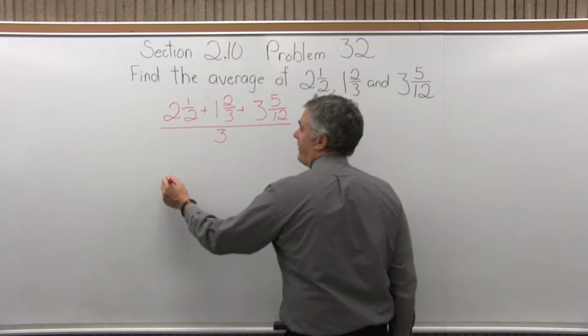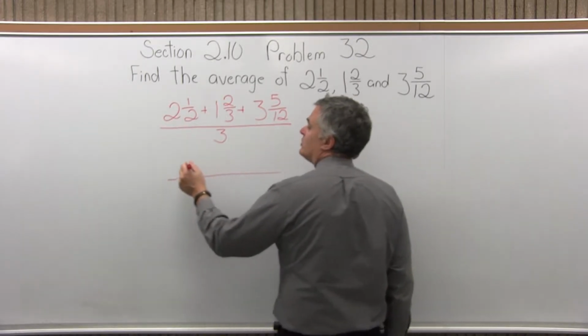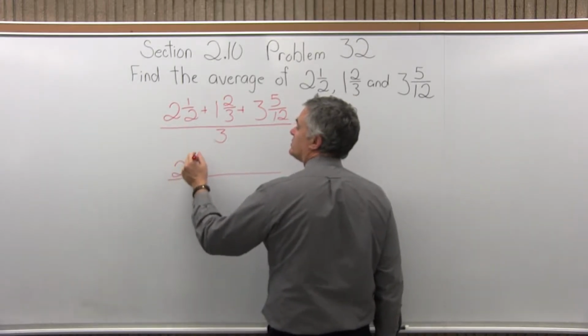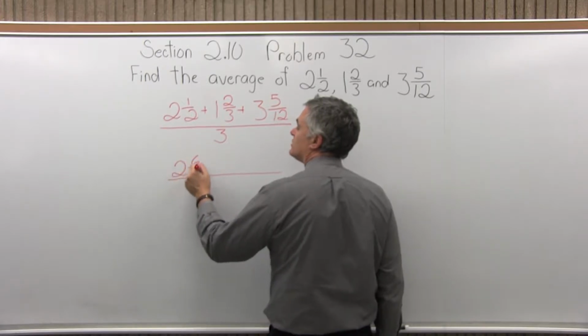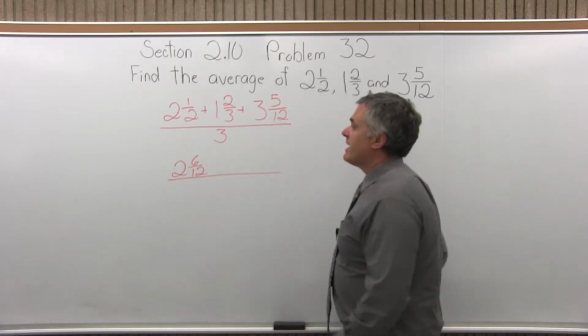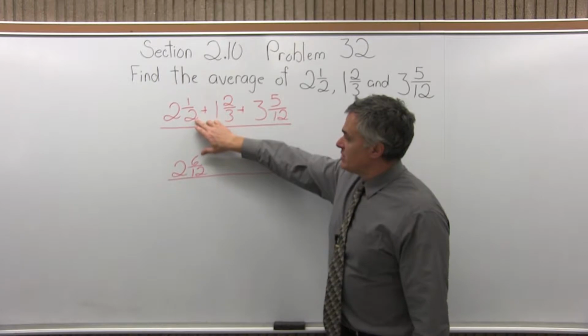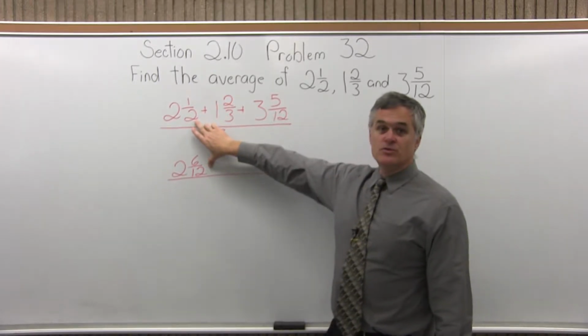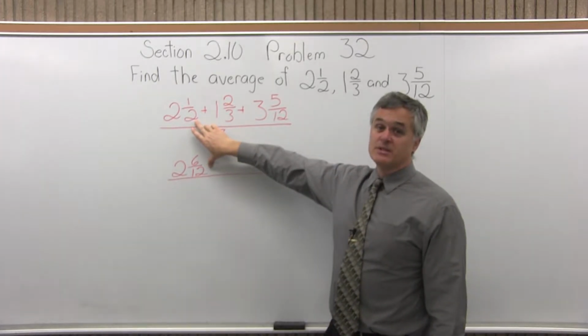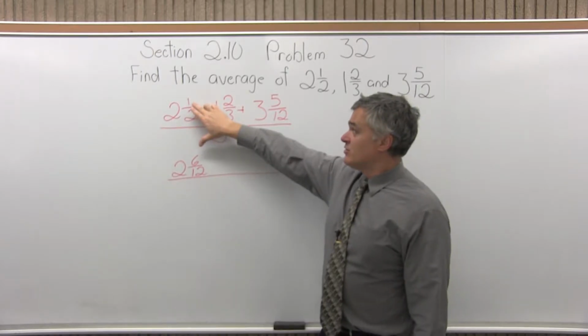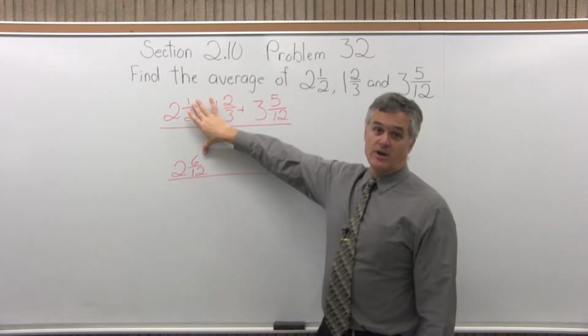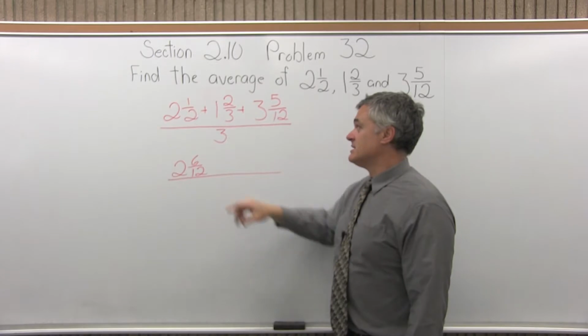So the 2 1/2 I can write as 2 6/12. That's 2 1/2. And again, that came from changing the denominator from a 2 to a 12. I must have multiplied times 6. 2 times 6 is 12. So the numerator of 1 is multiplied times the same value of 6. 1 times 6 is 6.